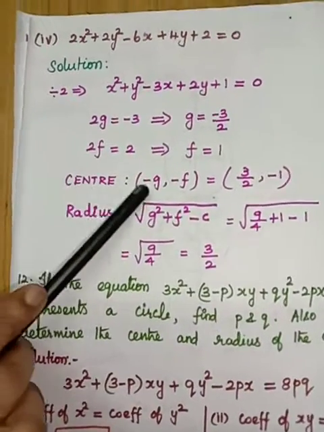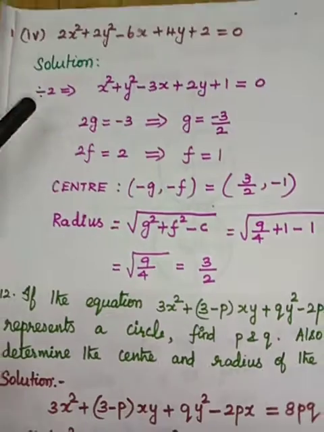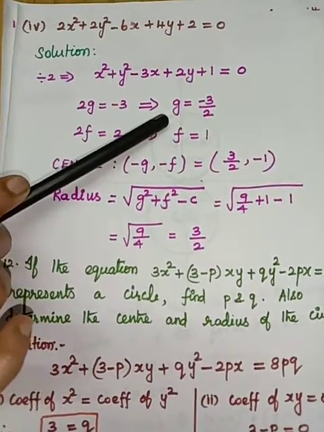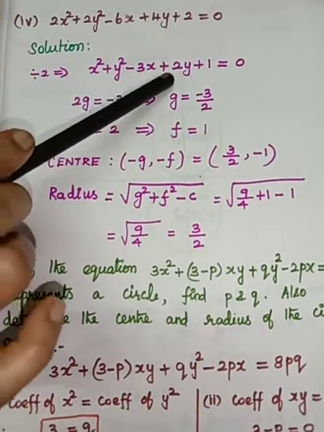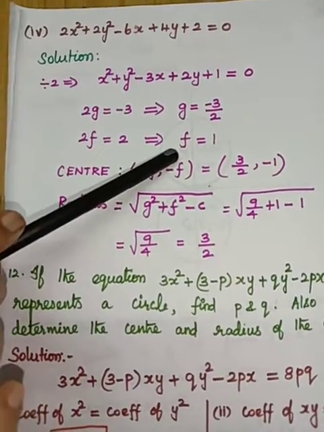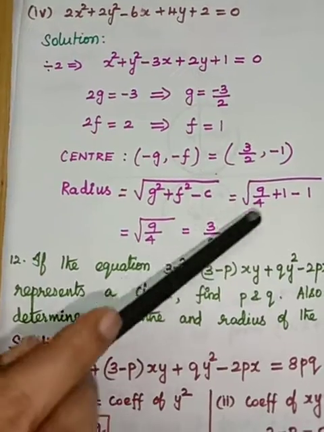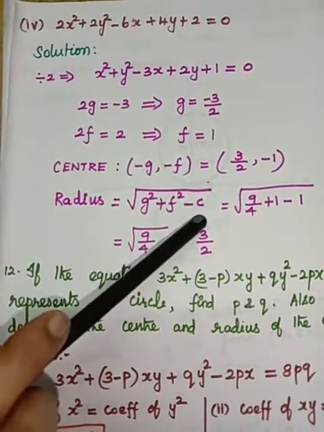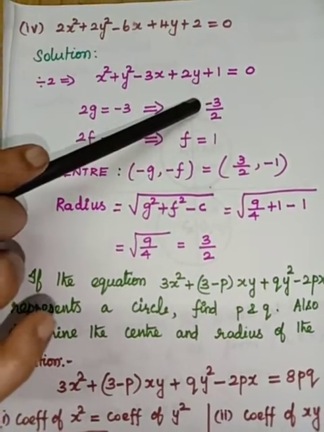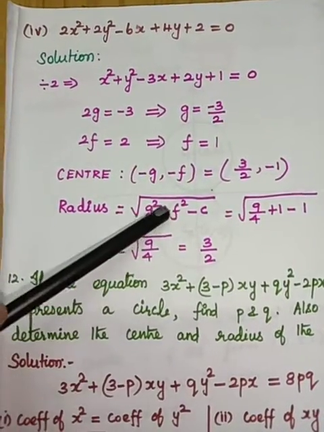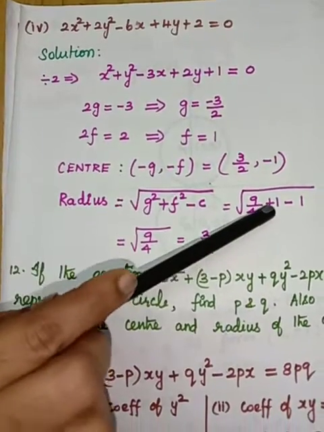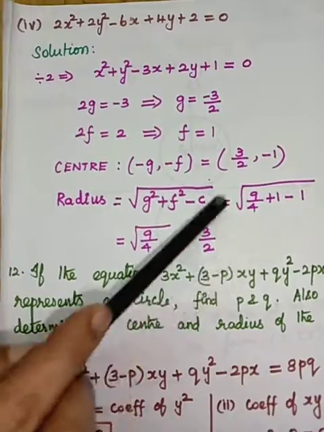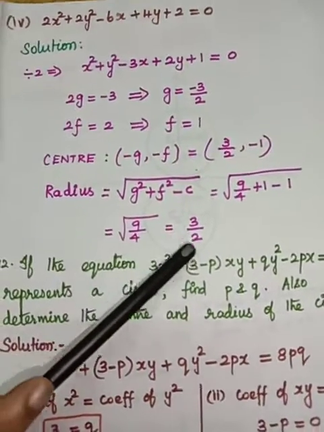Okay, so center is minus g comma minus f. How to find g? 2g is nothing but the coefficient of x. From that you have to find out g. 2f is the coefficient of y. So you have to find out f and you have to substitute in the formula. So radius formula is square root of g squared plus f squared minus c. What is g? G is minus 3 by 2. When you square it is 9 by 4. What is f? F is 1. 1 squared is 1. In the formula itself you are having minus. Your c also 1. So while you are simplifying this, your answer is 3 by 2.